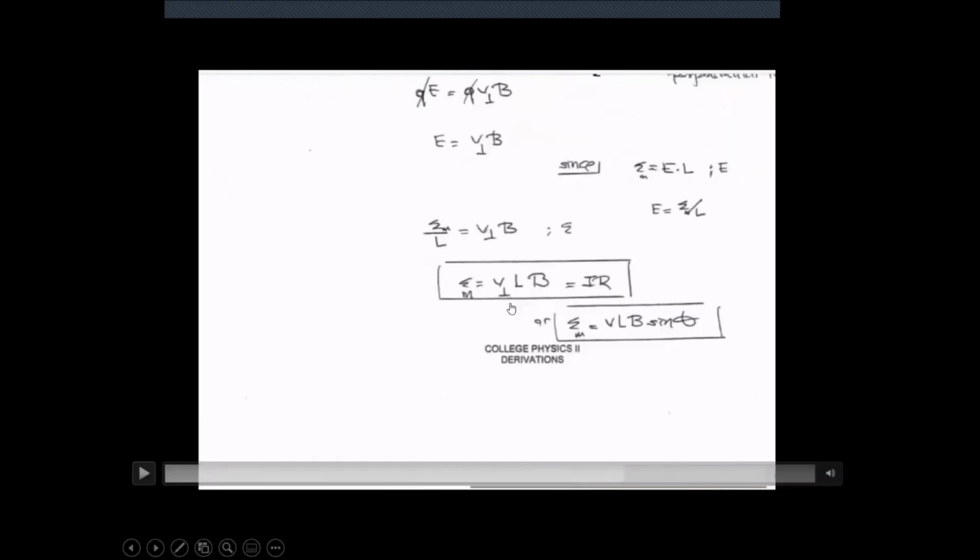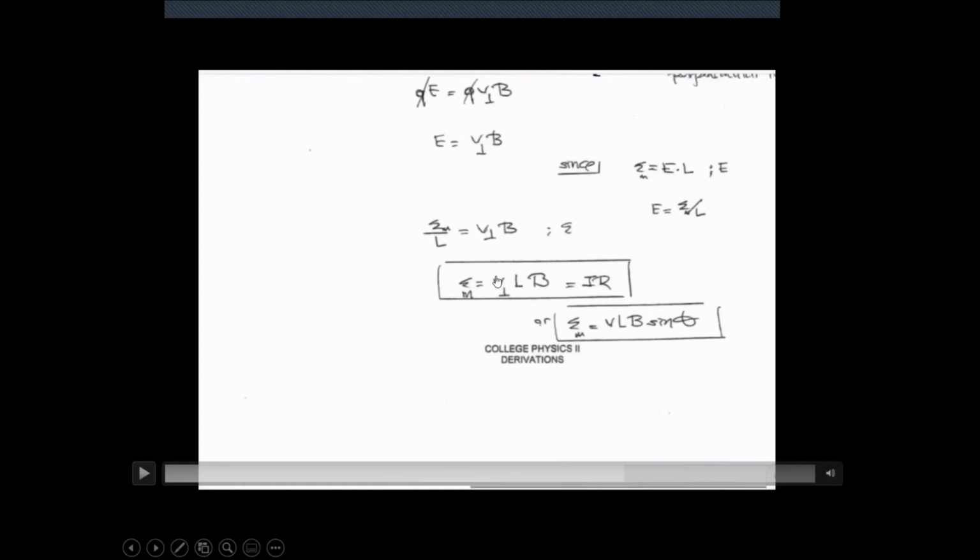This is going to give you this, because E times L is going to be the electromotive force. The amount of electromotive force that you generate is going to depend on how fast this conductor is moving inside this magnetic field. It also depends on the length of it.